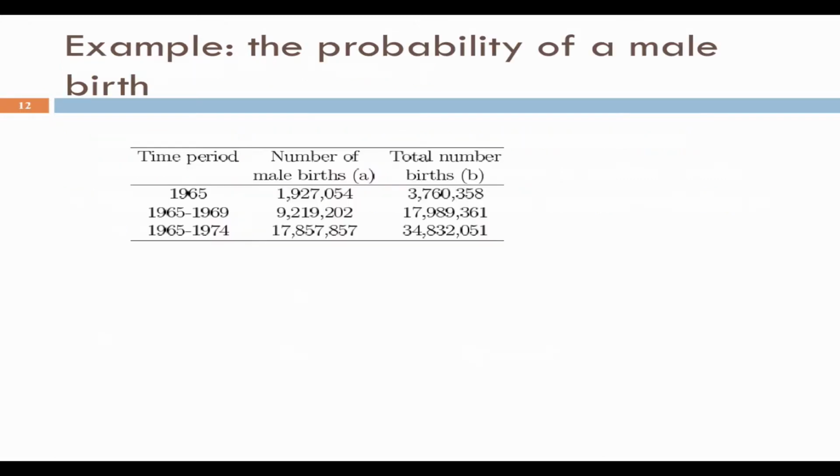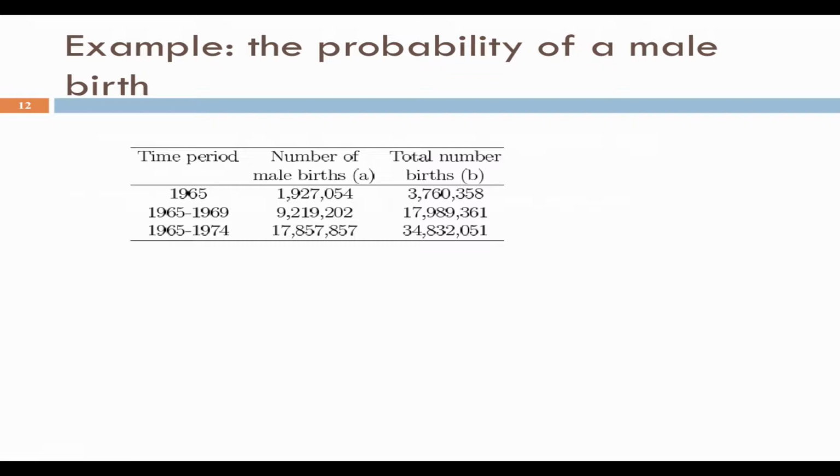So, for example, this is a table that summarizes, for different time periods, the total number of male births in the United States. And then the second column gives you the total number of births. So you have the total number of male births, so boys, and then the total number of births, boys and girls. And those are your samples.